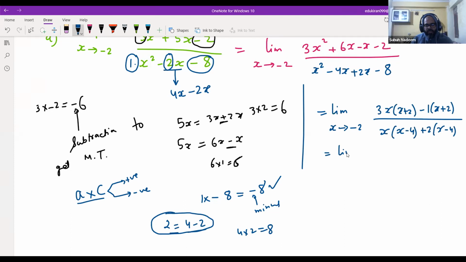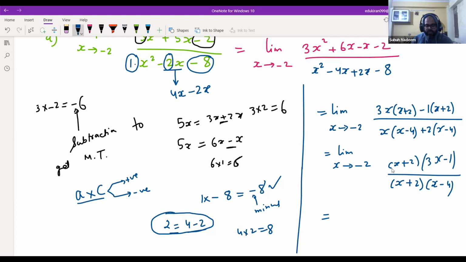So this will be limit x approaching -2, then x plus 2 into 3x minus 1 upon x plus 2 into x minus 4. Now x plus 2 will get cancelled. Now you can put x approaching -2 as x equals -2 directly. 3 into -2 minus 1 and -2 minus 4. It will be -7 by -6. So it will be 7 by 6.